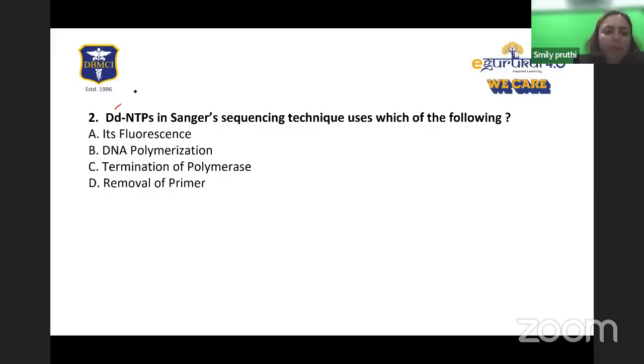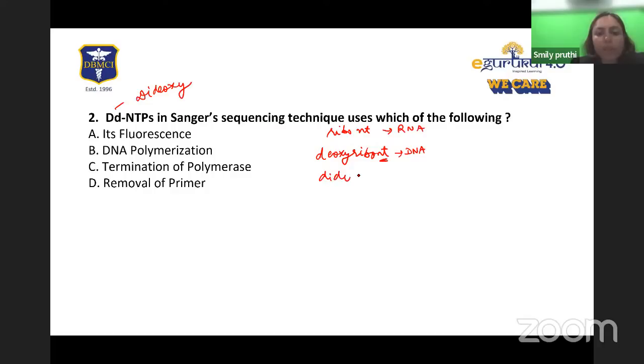Next, dideoxy. Here DD stands for dideoxynucleotide triphosphates. Sanger sequencing technique uses which of the following? So dideoxy, so usually we have deoxyribonucleotides which are found in DNA. Ribonucleotides are found in RNA, right? This is dideoxy. Dideoxy always stops DNA synthesis. What is a dideoxy sugar?